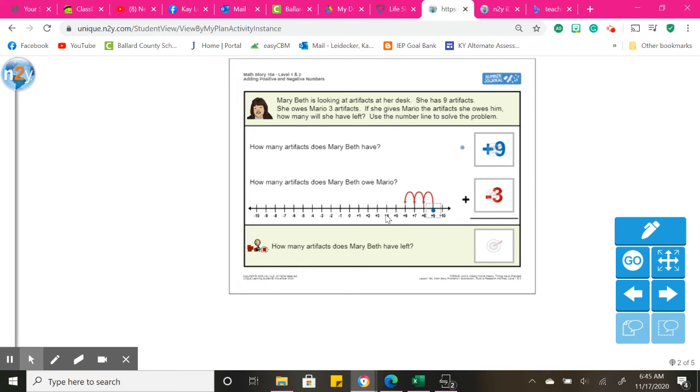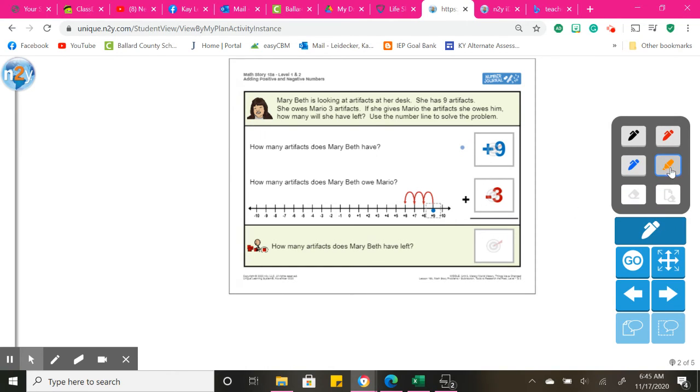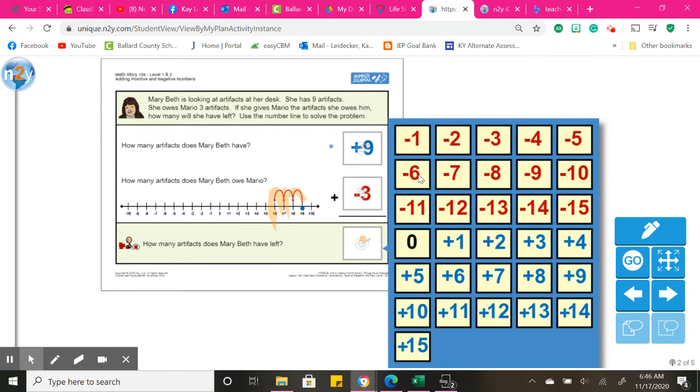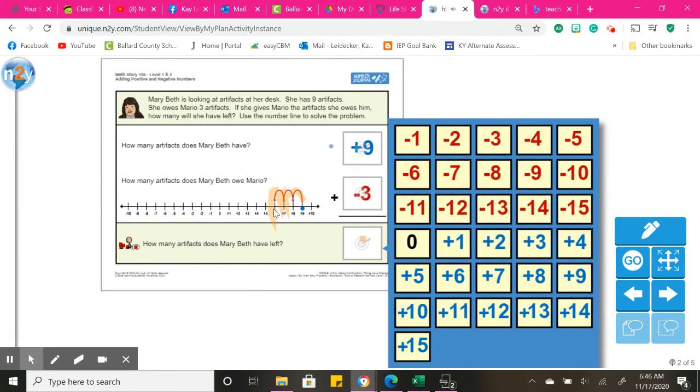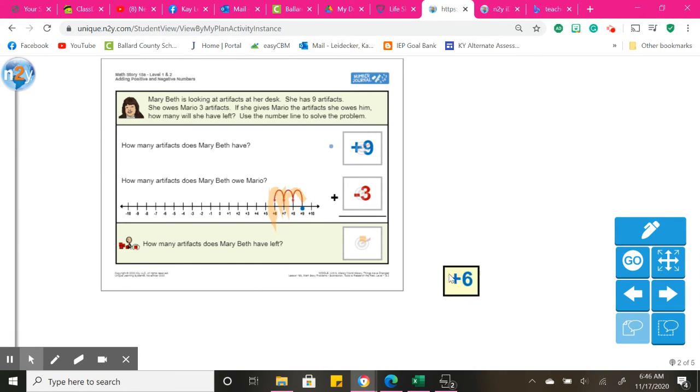0, 1, 2, 3, 4, 5, 6, 7, 8, 9. Okay, and then we're going to subtract -3. So we're going to subtract 3. 1, 2, 3. And so I end up at -6. I'm sorry, not -6, +6. +6. Because I'm still in the positive numbers. I'm sorry.